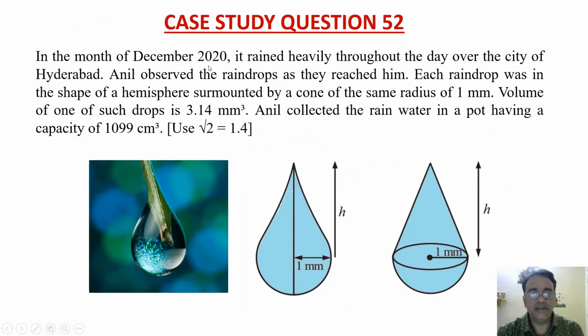In the month of December 2020, it rained heavily throughout the day over the city of Hyderabad. Anil observed the raindrops as they reached him. Each raindrop was in the shape of a hemisphere surmounted by a cone of the same radius of 1 millimeter. Volume of one such drop is 3.14 millimeter cube. Anil collected the rainwater in a pot having a capacity of 1099 centimeter cube, and we have to use root 2 is equal to 1.4 and pi is equal to 3.14. So let us start with the first question.